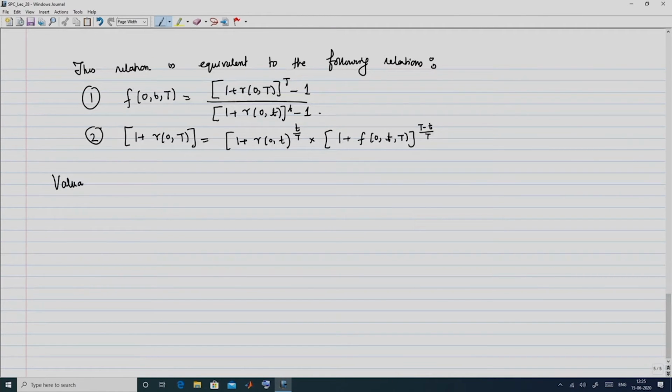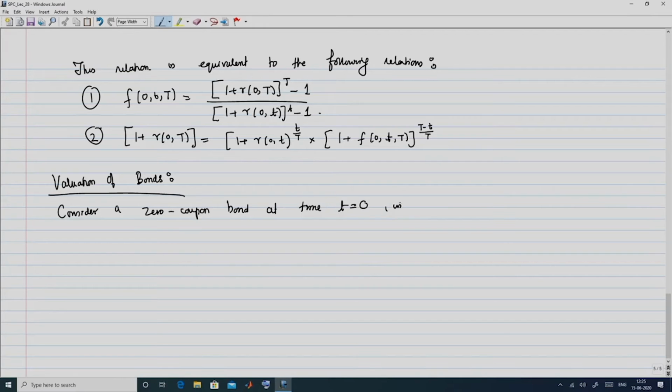Now, let us come to the concept of valuation of bonds. So, for this we first consider a zero coupon bond at time t equal to 0 with the maturity, and in this case of course the maturity also coincides with the horizon in this case of capital T. So, the maturity is capital T and this is the same as the horizon.